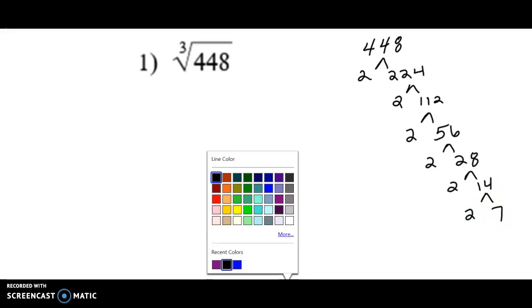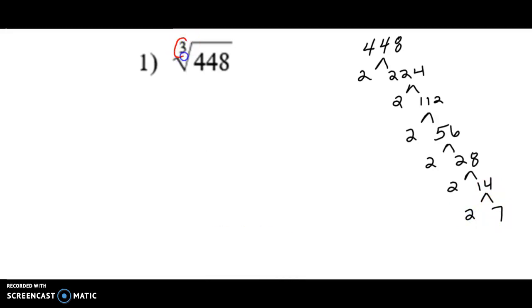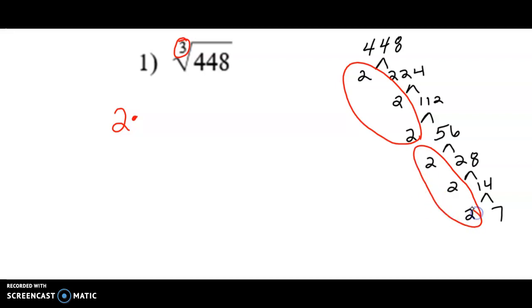Okay, so pay attention here to my index. I'm looking for a perfect cube, so I want to grab 3 numbers at a time. I want to group 3 at a time. So I just like to start from the top of the tree. So 1, 2, 3. There's 3 2s here. So that means 1 2 can come out front. There are 3 more 2s here. So another 2 can come out front.